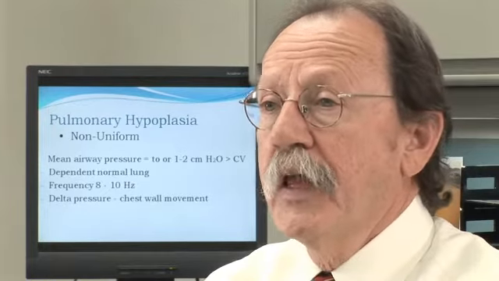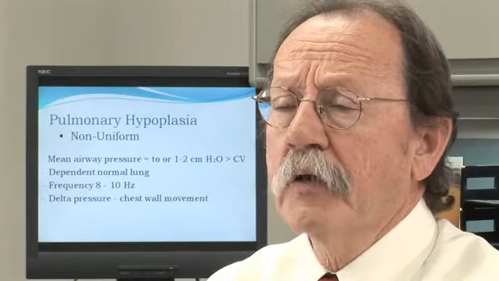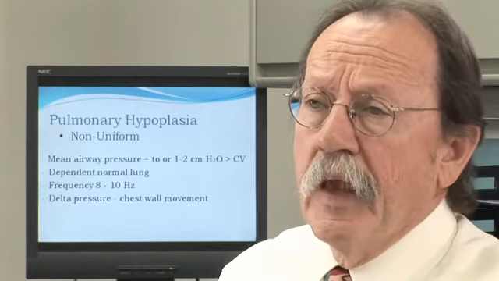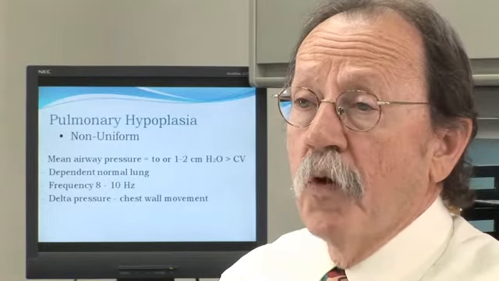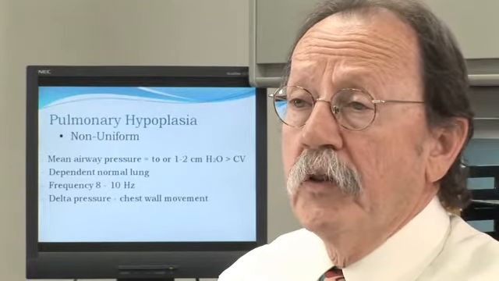From a frequency standpoint, 8 to 10 hertz for these patients. We typically would not go higher than that. And you don't want a big chest wall movement, you want small chest wall movement because you're trying to be lung protective. And here's a baby with a diaphragmatic hernia, left-sided, and you notice the right lung is probably a little more inflated than needed.